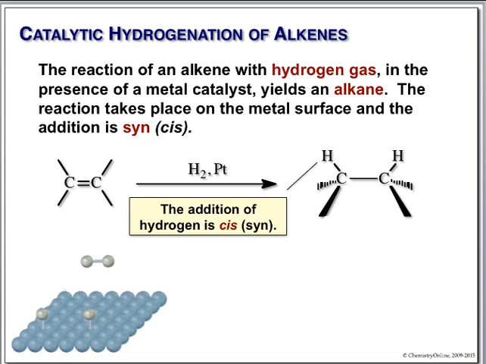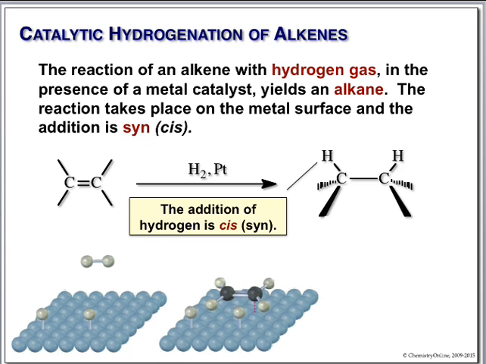Step one, this represents our metal surface. Hydrogen gas will adsorb, that's a D in there, adsorb to the metal surface. When it does, it splits, and you form individual hydrogen atoms on this metal surface. All right? Step two, the alkene pi system will also adsorb to the platinum or palladium surface. When it does, it just kind of sits down like this.